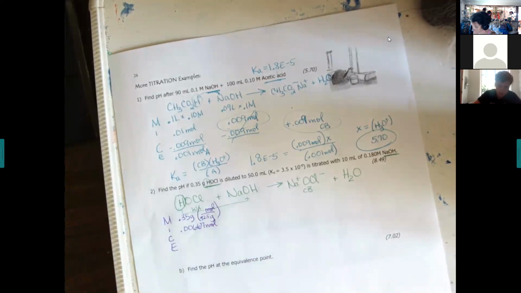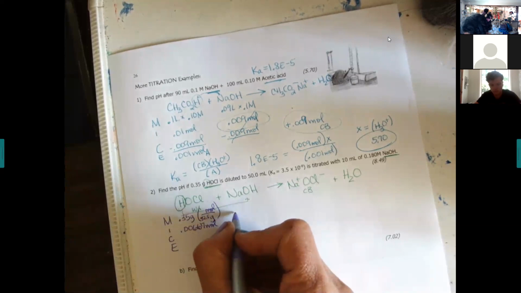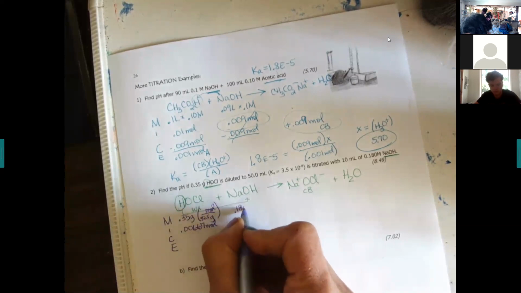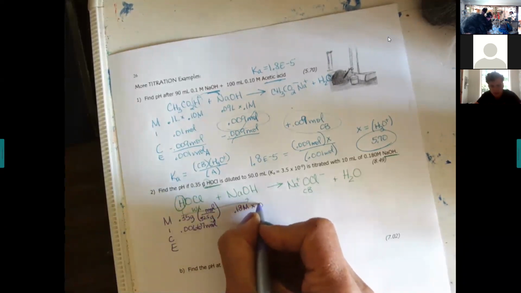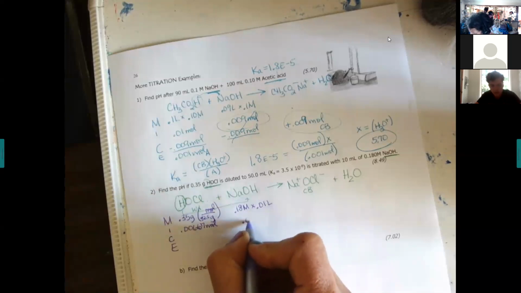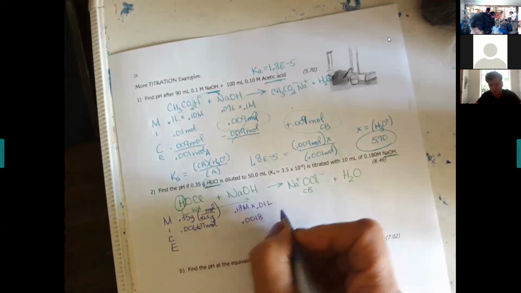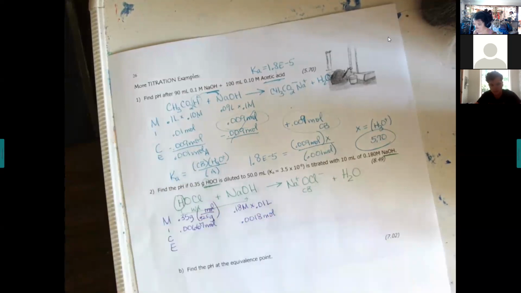We're not at equivalence. So we want to figure out our NaOH. Now, a question that somebody had asked me is, is the NaOH always going to be the limiting reactant? It depends where we are in the titration. So we're going to do the math and figure out where we're at. So 0.180 molar, and our volume we get, and it is our limiting reactant.